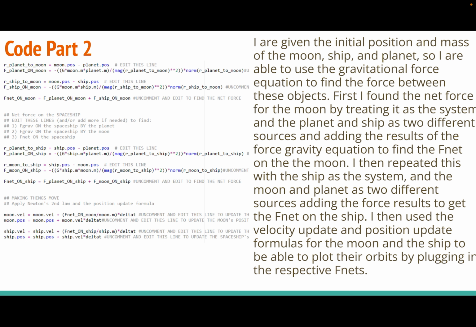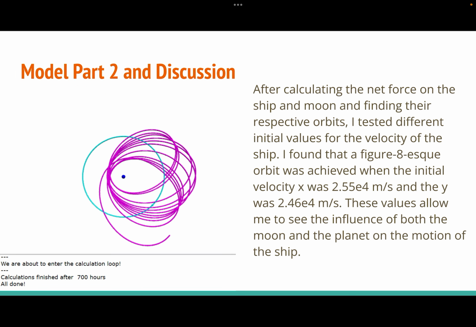I then used the velocity update and position update formulas for the moon and the ship to be able to plot their orbits by plugging in their respective FNets. And here is my model for part 2. After calculating the net force on the ship and moon and finding their respective orbits, I tested different initial values for the velocity of the ship.